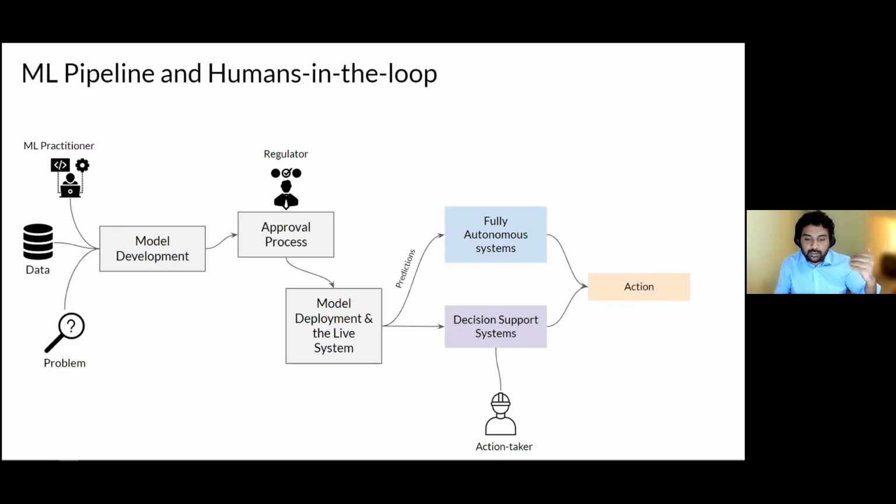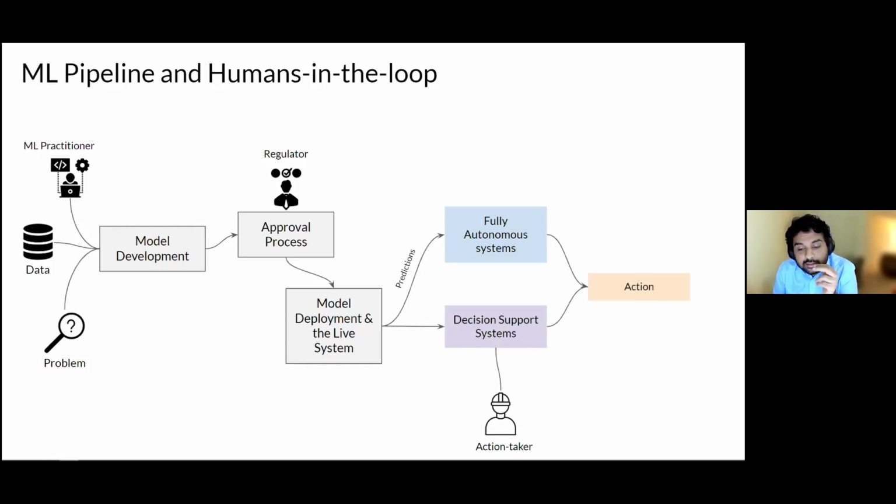The machine learning prediction is a piece of information that is given to the human. The human takes that into account and makes some decision, takes some action based on the information and the domain expertise that they have, right? So there's another human being that interacts with the machine learning model. We call them the action taker.